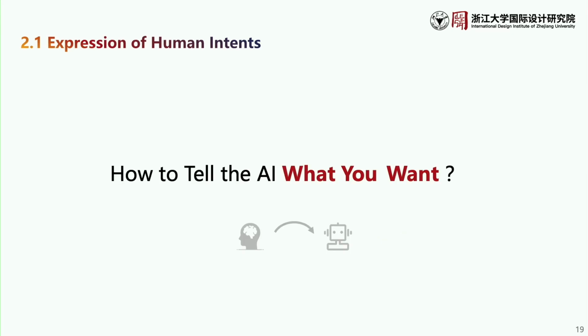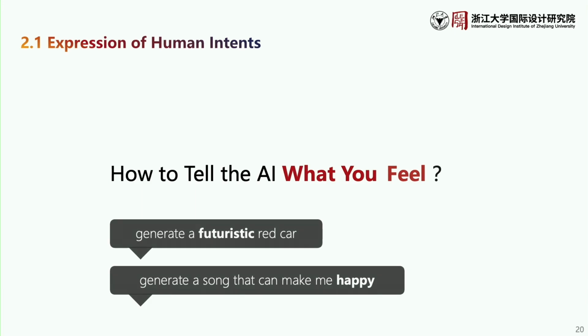The motivation of our work is how to tell the AI what you want. More specifically, we want to solve how to tell the AI what you feel. For example, generate a futuristic red car. What does futuristic mean to me? And another prompt, please generate a song that can make me happy. So what kind of song can make me happy?